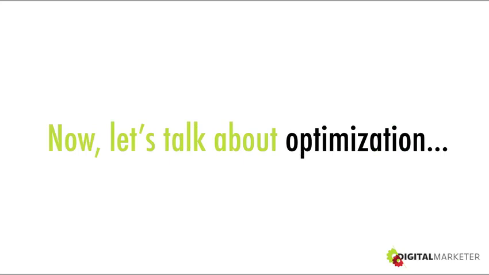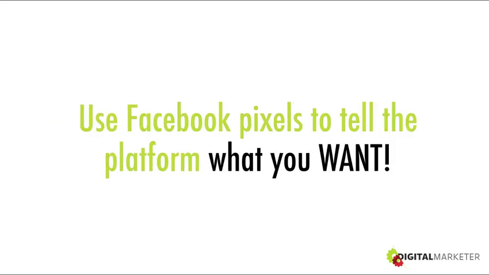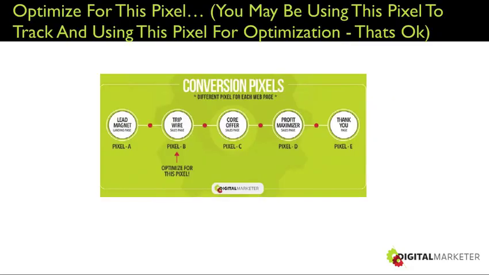So now let's talk about optimization, right? We just covered how you can use conversion pixels for tracking. You can also use conversion pixels for optimization. Basically this means you're using the pixels to tell the platform exactly what you want. You're using them to optimize your ads. When you use the Facebook pixel to tell Facebook exactly what you want, you're going to get better results. So for example, we're going to optimize for this second pixel.